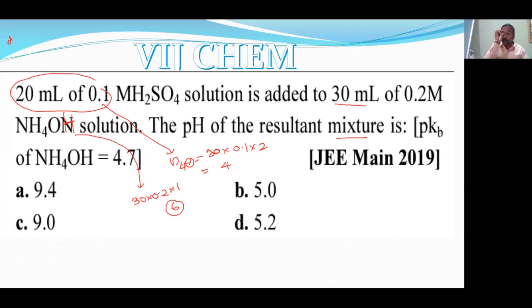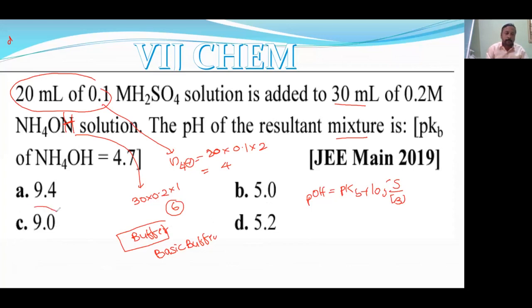Therefore, base is extra, acid is less. So therefore, what will it form? Buffer solution. And which buffer? Base is extra. Therefore, it will form a basic buffer. So use the basic buffer formula. pOH is equal to pKb plus log of salt upon base. Okay, salt upon base. Now, by substituting in this formula, you will get option C as correct.